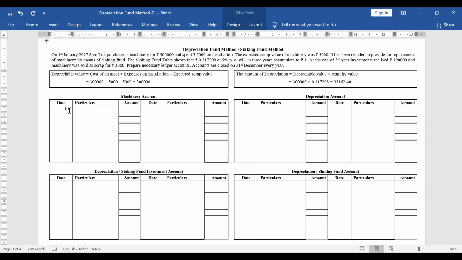The first entry in this case is recorded on 1st January 2017, that is for purchase of an asset, and the entry for the same is machinery account debit to bank account, and the amount spent on purchase is rupees 3 lakhs. On the same date, an entry is passed for the amount spent on installation. The entry for the same is machinery account debit to bank account and the amount is 5,000.